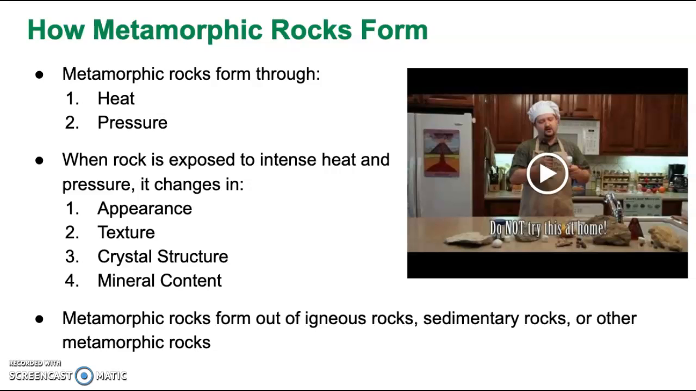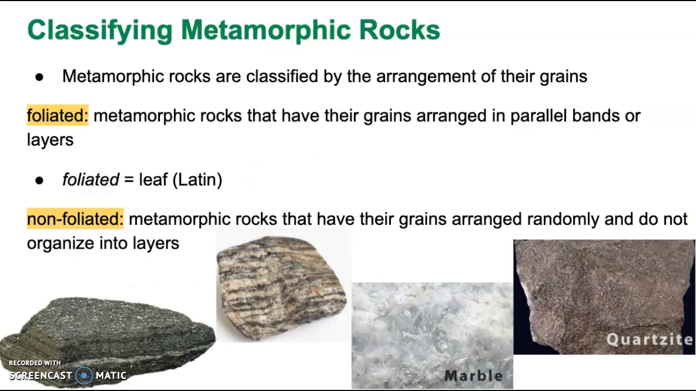Metamorphic rocks form in all sorts of different ways. Their appearances and textures and crystal structures, mineral contents are going to all be different, but they all form through intense heat and intense pressure. Geologists are going to classify metamorphic rocks based on how their grains are arranged.